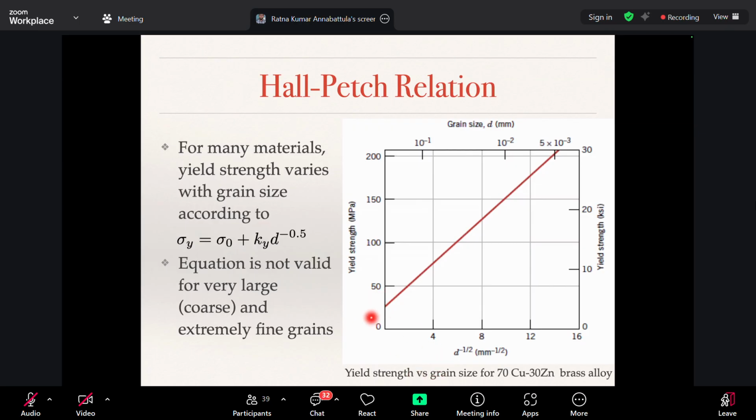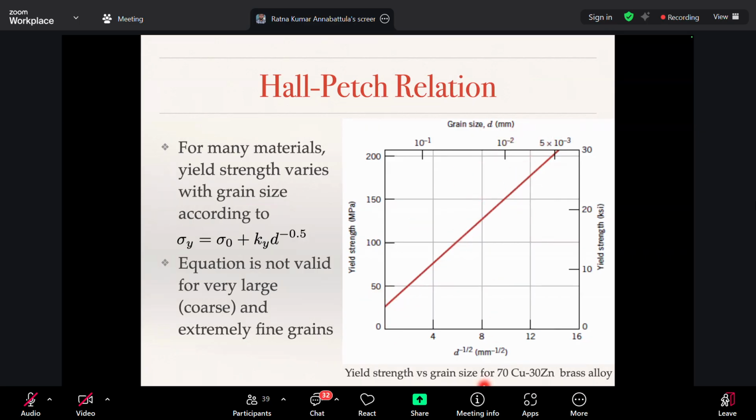Here you can see 1 by root d. If I am going from left to right, am I increasing the grain size or reducing the grain size? Reducing the grain size. As per this equation, you can see that this is my sigma naught and then it is increasing. So this is your coarse grained yield strength, and because I am reducing my grain size, my yield strength is increasing.